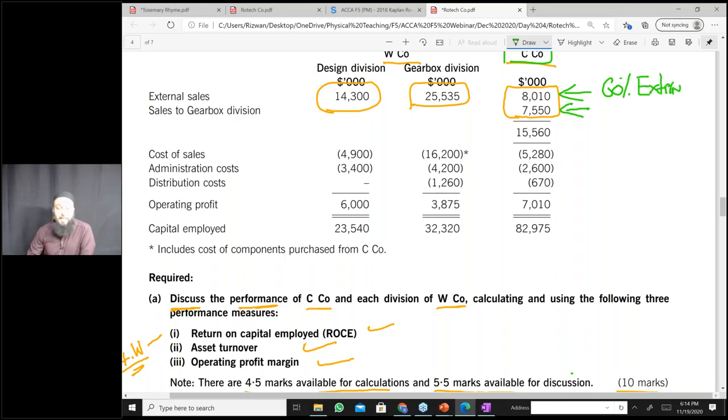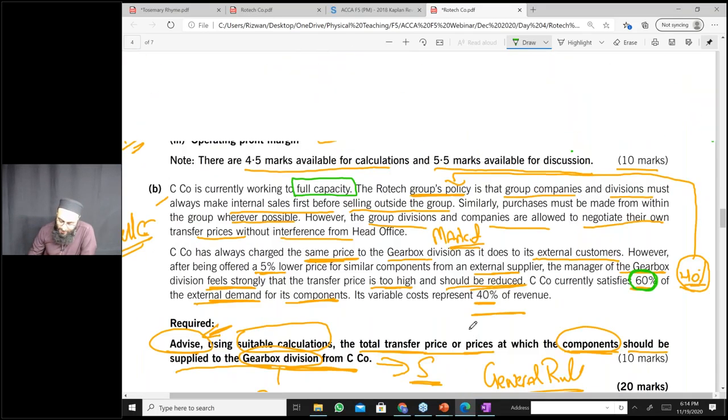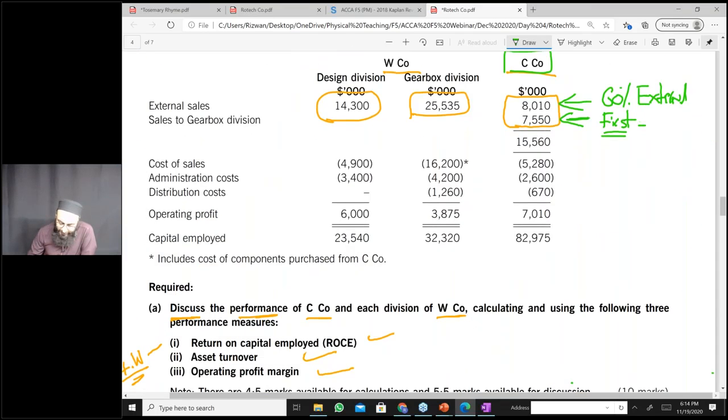And why are they not fulfilling completely is because of the internal market they have, because the policy of the group is that first they have to sell internally and then they can sell externally, which means first they are fulfilling the internal demand. Agreed? First they are fulfilling the internal demand. Are you getting my point? First they are fulfilling the internal demand.